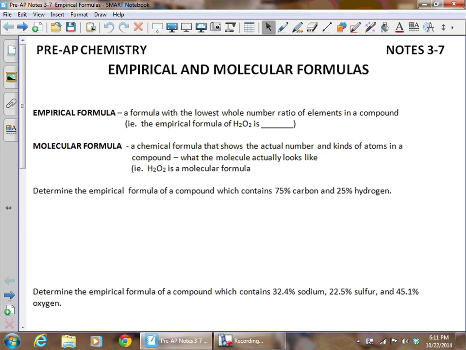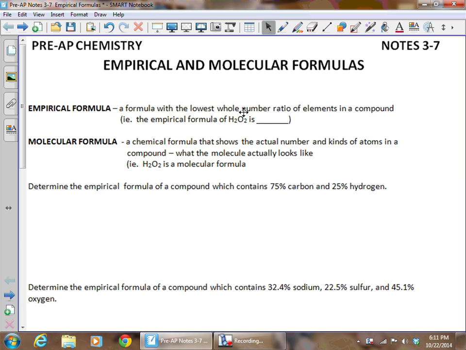Because take, for instance, something like H2O2, which is hydrogen peroxide. Those subscripts could both be divided by the same number, reduced, if you will, kind of like a fraction, and we could end up with simply H1O1 for an empirical formula, or HO.